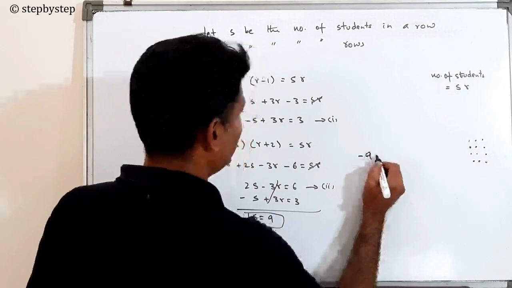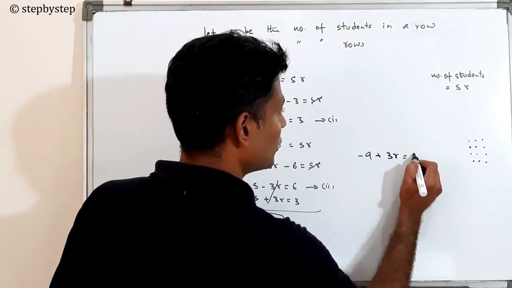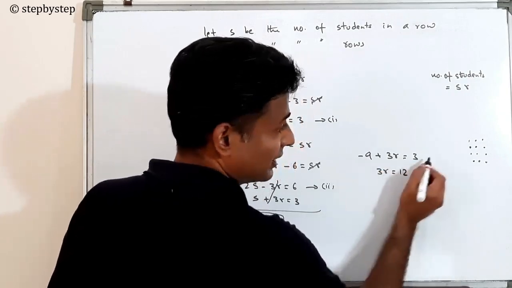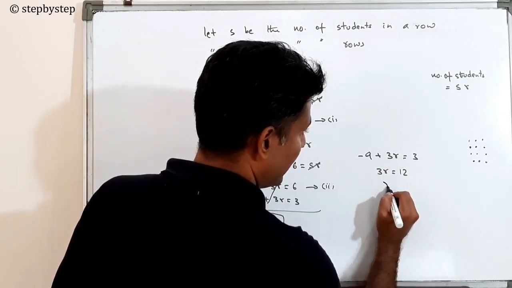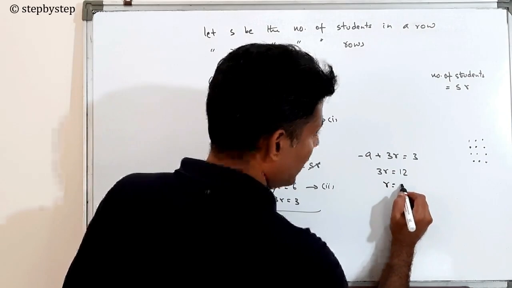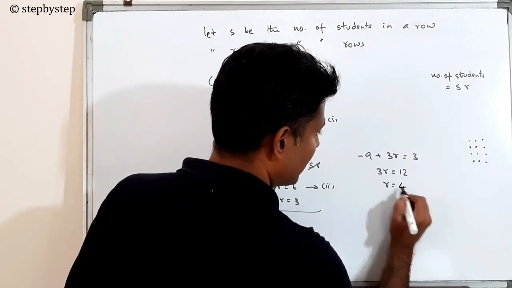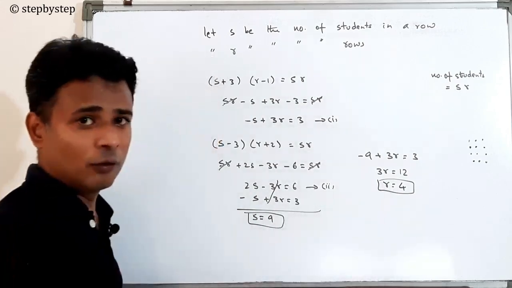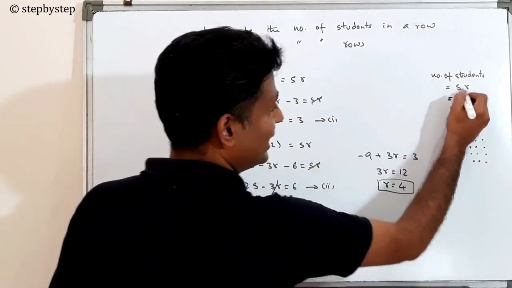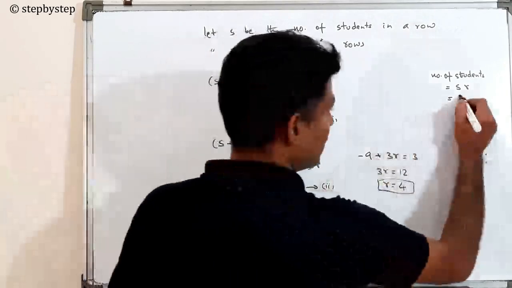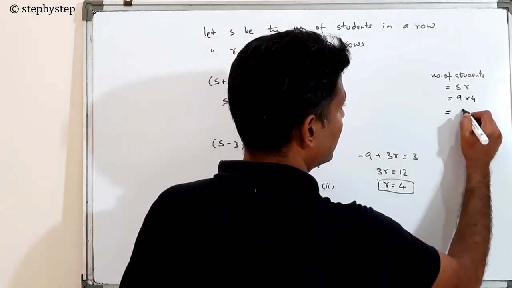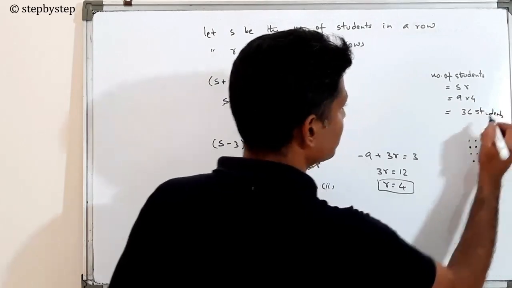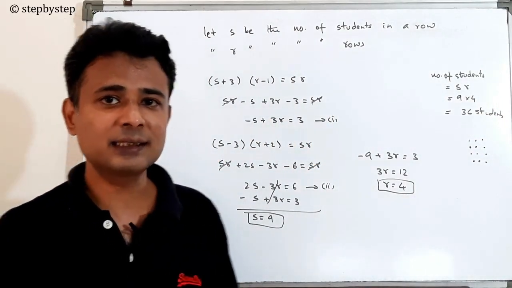And using again minus S plus 3R equals 3, S is 9. So minus 9 plus 3R equals 3. 3R equals 3 plus 9, 12. Minus 9 becomes plus 9. And R equals 12 by 3, that is 4. So number of students in a row is 9, number of rows is 4. So what is the total number of students? S into R, that is 9 into 4, that is 36 students. So there are 36 students.